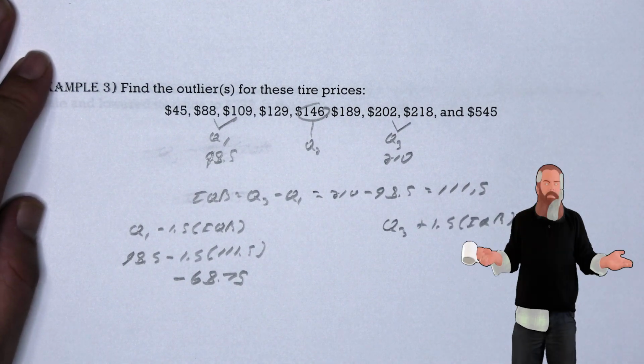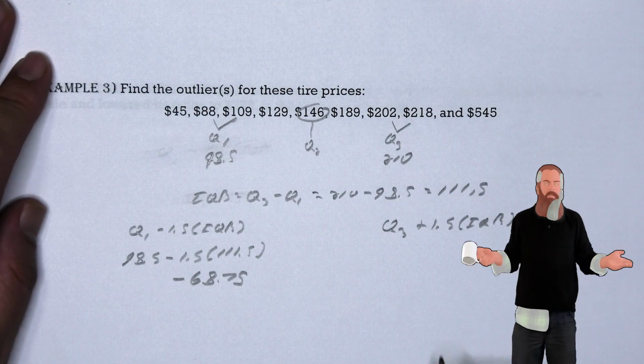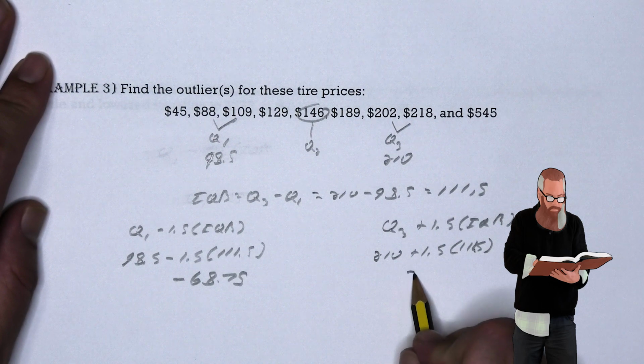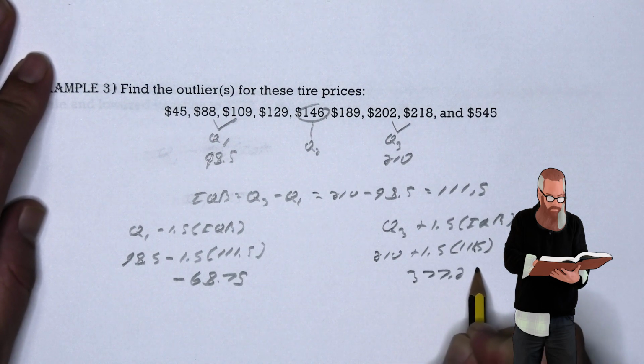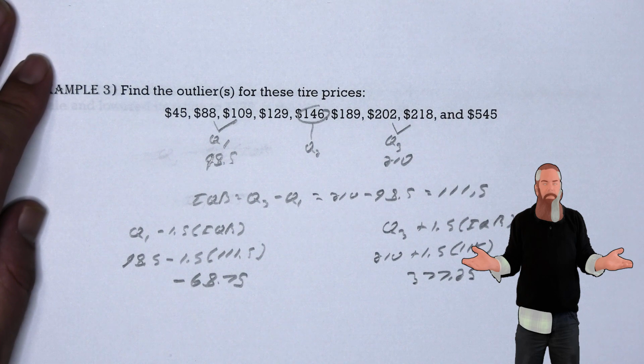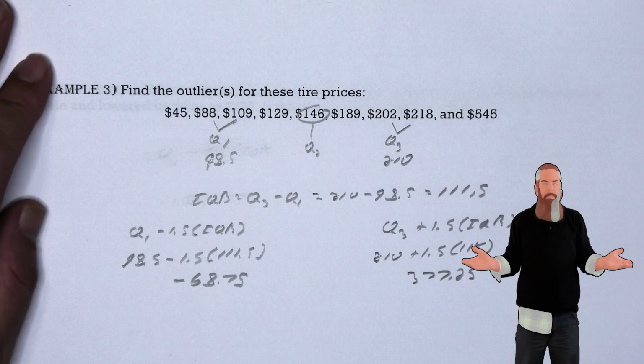We're going to use Q3 plus 1.5 times the interquartile range to compute the boundary for the upper outliers. So that means we're going to do 210 plus 1.5 times 111.5. This is going to give us 377.25. Any number above 377.25 is an upper outlier. So 545 is an upper outlier.